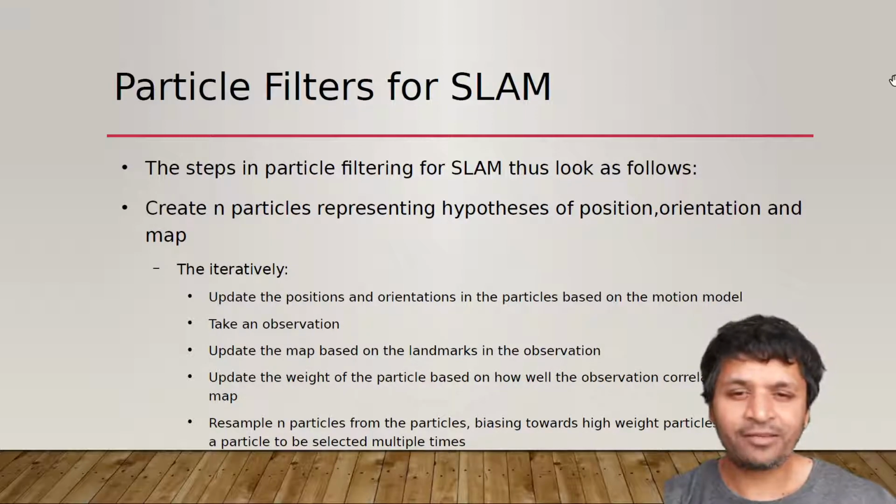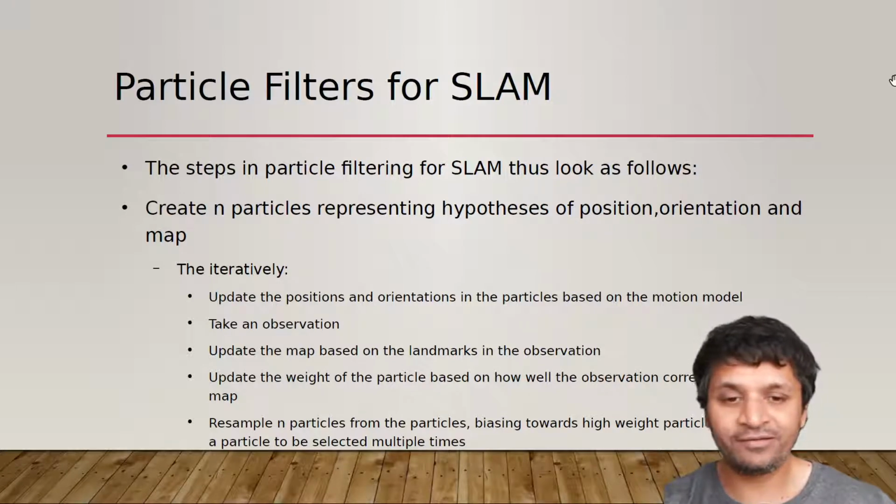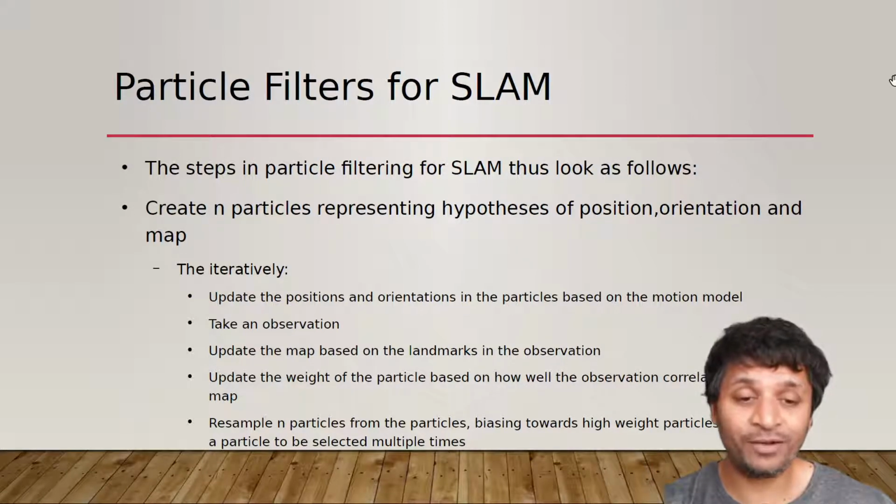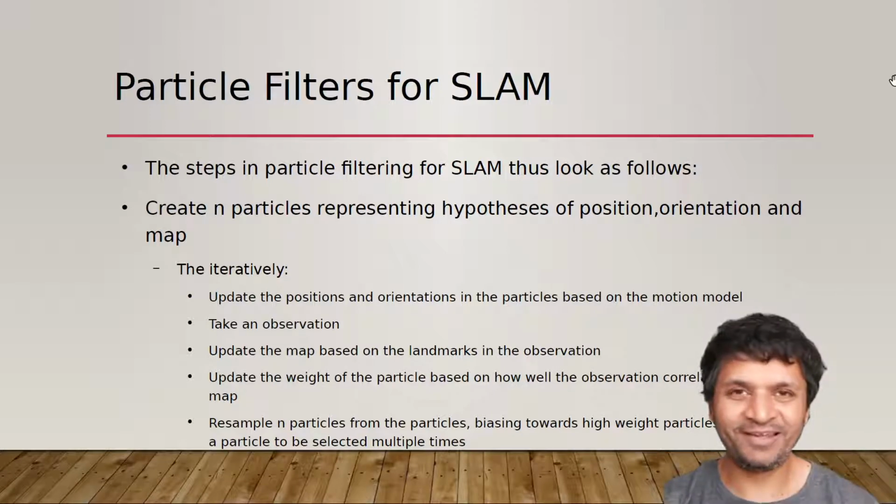So what does our algorithm look like? The first step is quite similar to the localization example. We just create n particles which represent hypotheses of our position, orientation, and the map. Then we iteratively update the positions and orientations of the particles based on the motion models. We take an observation. We update the map based on the landmarks we see in the observation, and we update the weight of the particle based on how well the observation correlated with the map. Then we resample exactly how we sampled in the localization example. Ones with high weight have a bigger chance of being selected, and ones with lower weights have a smaller chance, and we can select the same particle multiple times, fundamentally cloning particles. Now, don't worry if you didn't follow that particularly strongly. I'm going to go through what each of those steps actually looks like.